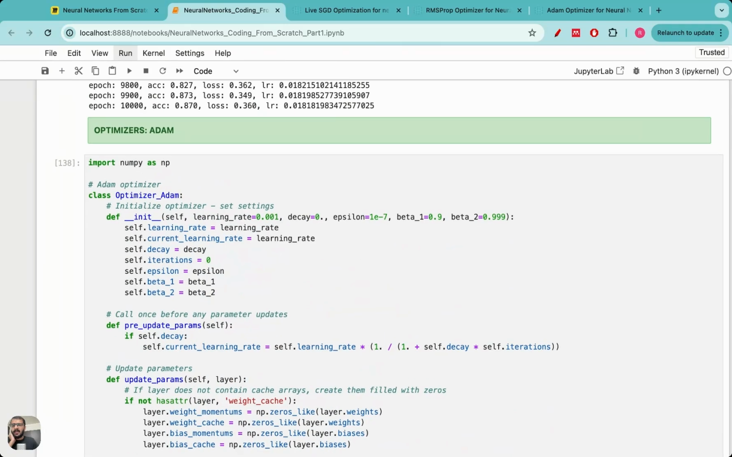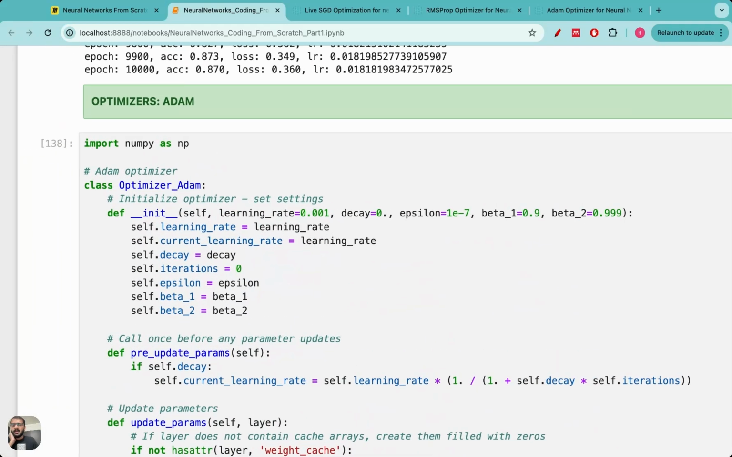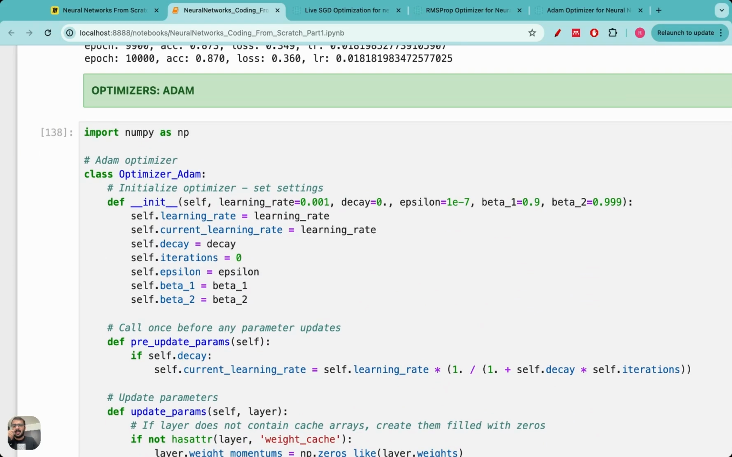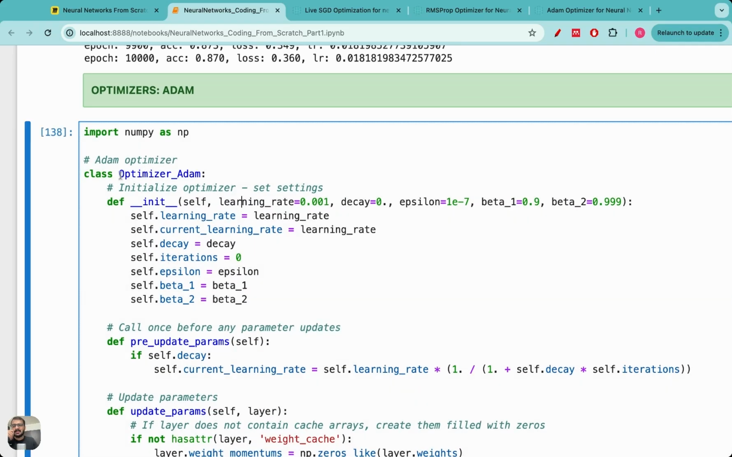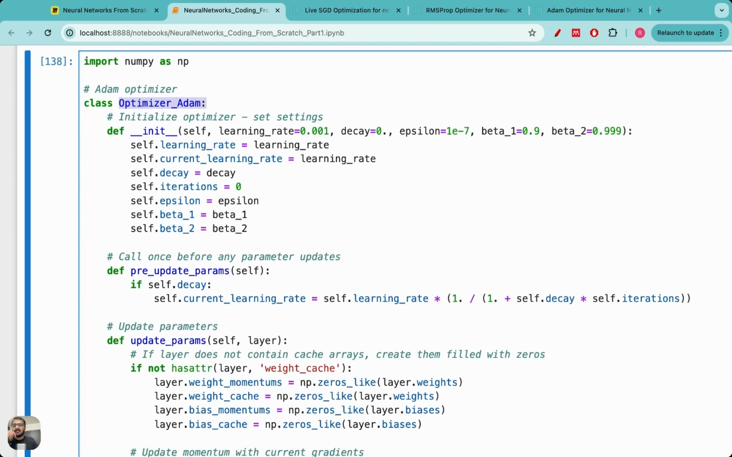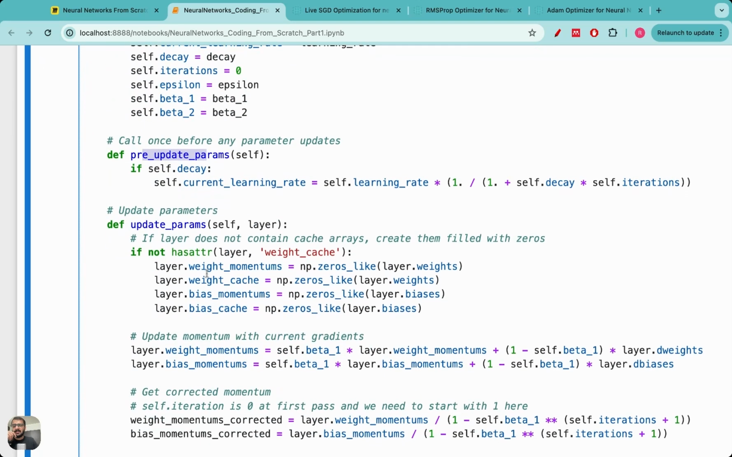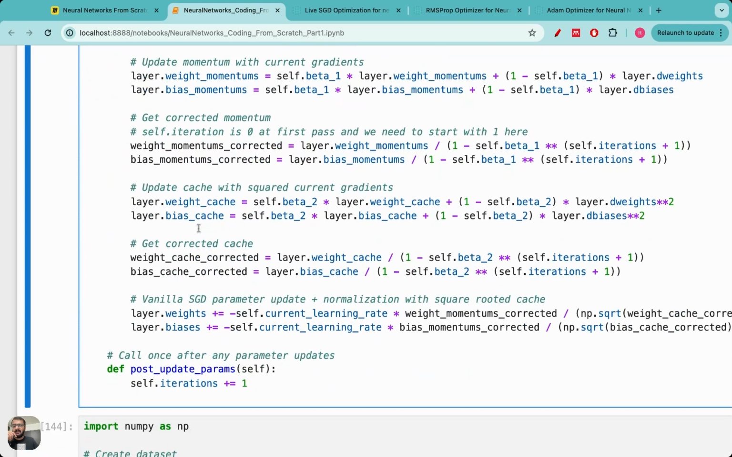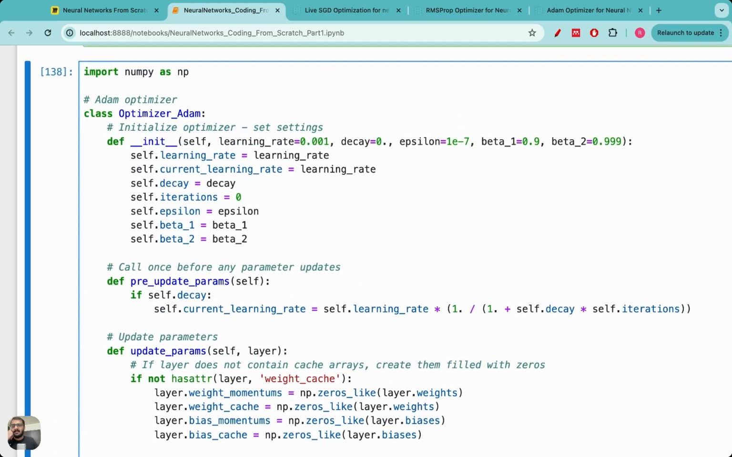Before we actually integrate the ADAM optimizer with the forward and backward pass of the neural network, we first need to define a class, and that class is called Optimizer Adam. This class will have four methods: the init method, the pre-update params, the update params, and finally the post-update params. Let me explain each method step by step.